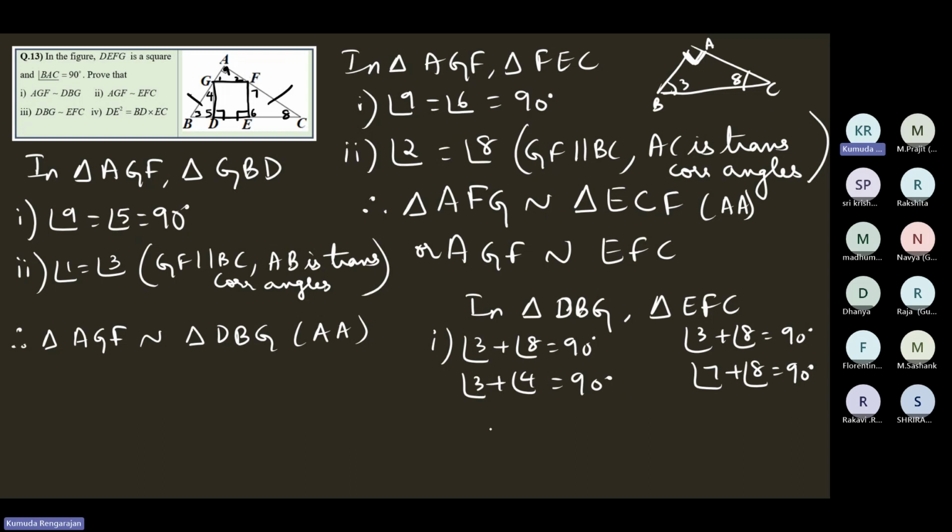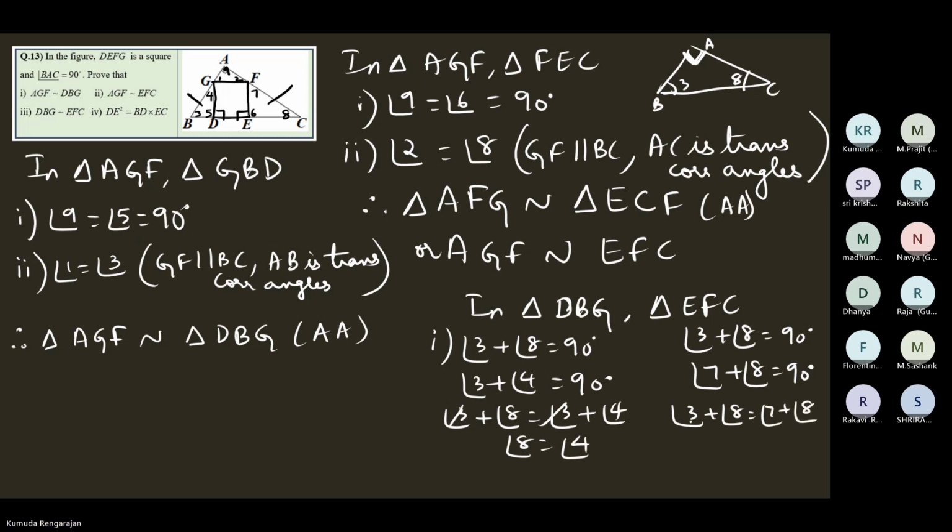Now when you compare these two, you will get angle 3 plus angle 8 is equal to angle 3 plus angle 4. 3 cancels, so you have angle 8 is equal to angle 4. Here when you compare, you get angle 3 plus angle 8 is equal to angle 7 plus angle 8. So 8 gets cancelled on both sides. Angle 3 is equal to angle 7. You can always write angle 5 is equal to angle 6.